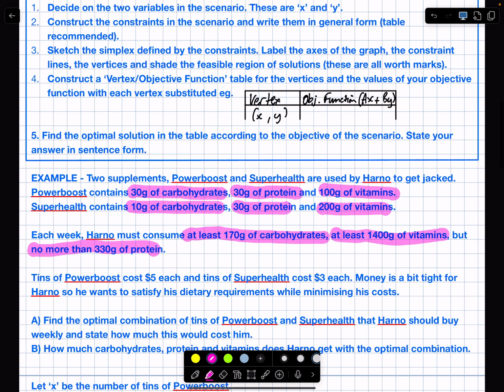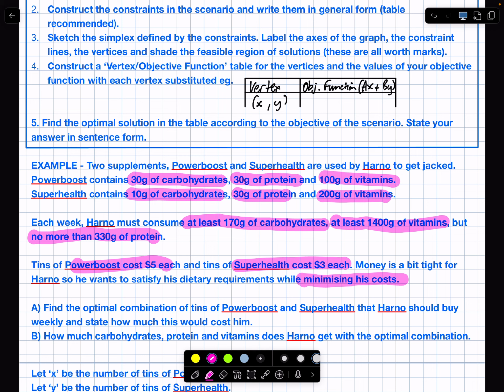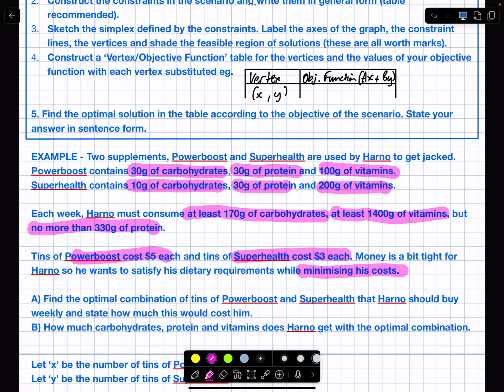Tins of Power Boost cost $5 each. Tins of Super Health cost $3 each. Money's a bit tight for Hano, so he wants to satisfy his dietary requirements while, are we maximizing here or are we minimizing? Minimize. The question will tell you, okay? We're trying to minimize the costs. That is my objective here. So, find the optimal combination of tins of Power Boost and Super Health. And how much that's going to cost him, the lowest amount. How much carbs, protein, and vitamins is Hano going to get with that best combo?